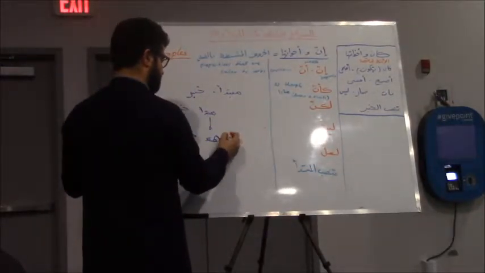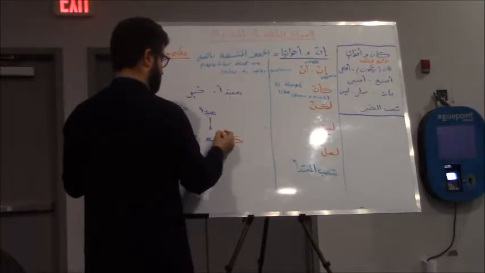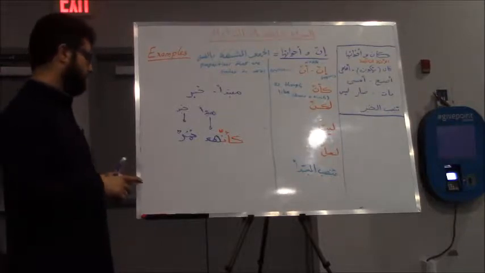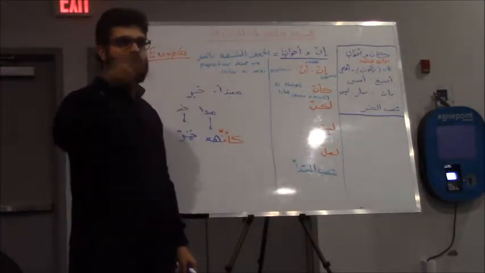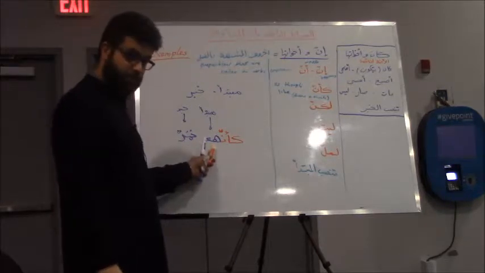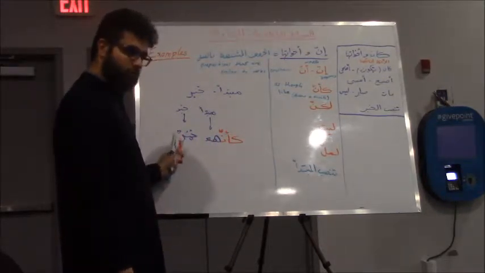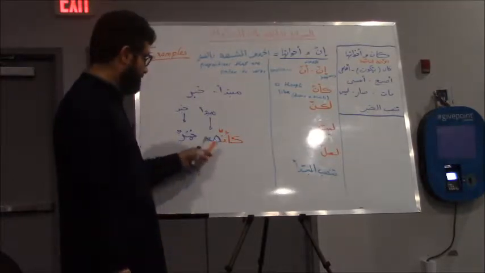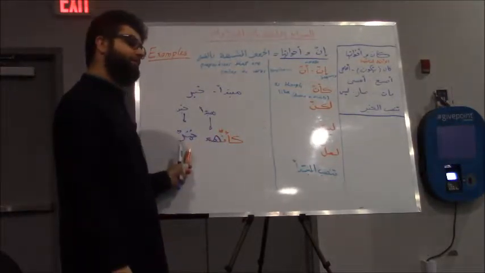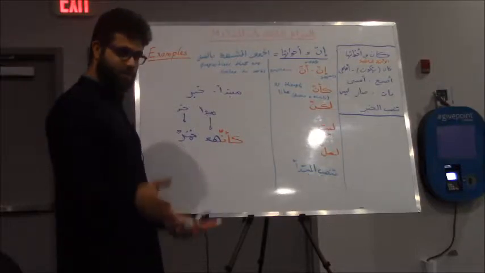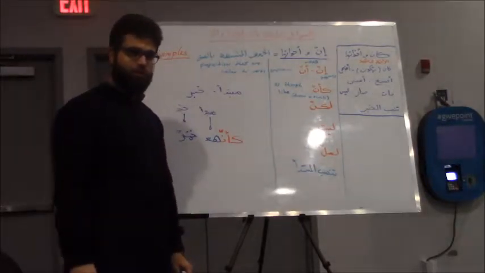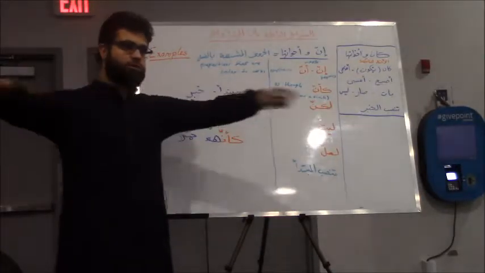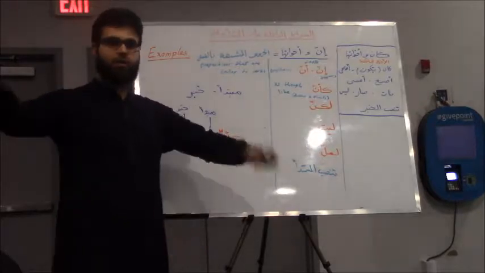Ka'annahum humur. It is as though they are, they is the mubtada, so they are humur, right? That's how they are, wild horses or wild donkeys. It is as if they are like wild donkeys. So this comes in Surah Al-Muddathir. It's saying, why is it, Ya Rasulullah, when you come and speak to them the Quran, كَأَنَّهُمْ حُمُرٌ مُسْتَنْفِرَةٌ, it's like they are wild donkeys running in different directions.